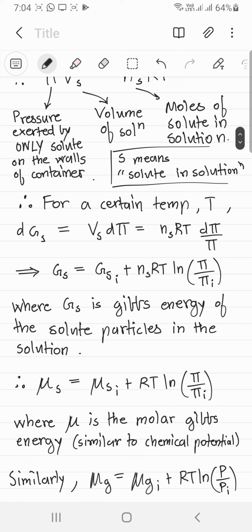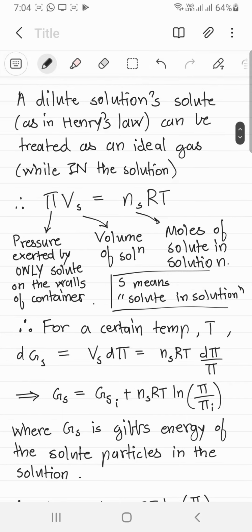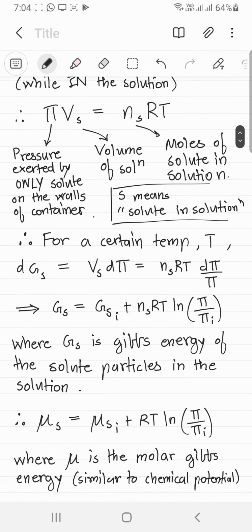And then we can do some thermodynamics. So for a certain temperature T, the change in the Gibbs free energy of the solute in the solution, that is the volume of the solution times the change in pressure. So the whole formula is dG equal to VdP minus SdT for reversible processes, but then for a certain temperature your dT is 0, so it just becomes dGs equal to Vs dπ.